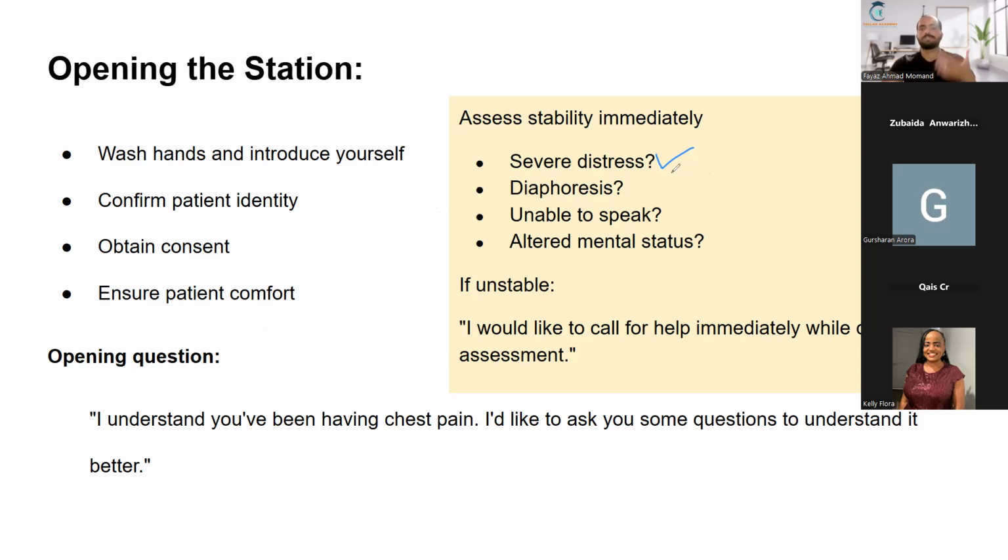Look at your patient during these two to three sentences that the patient says. Are they able to speak without getting short of breath? Are they apparently in distress? Are they blue? Are they cyanotic? Are they sweating? Are they unable to speak? Do they have any confusion?